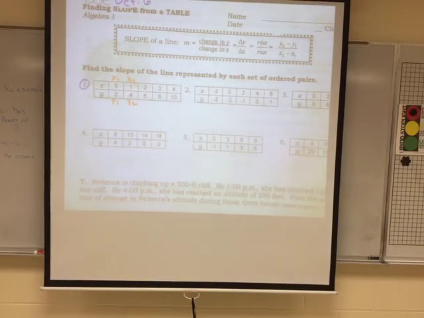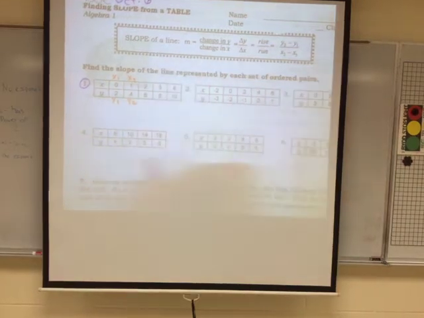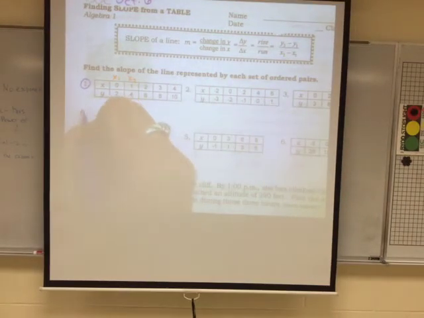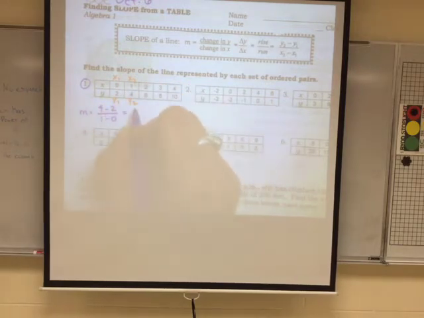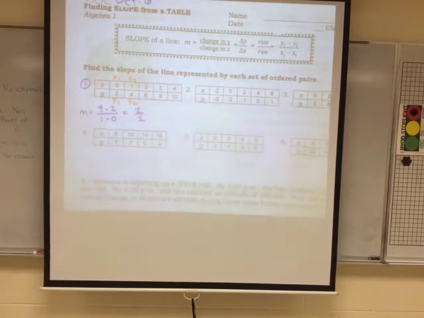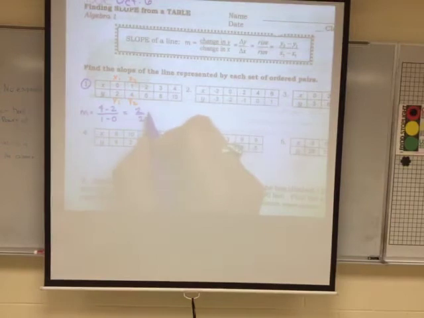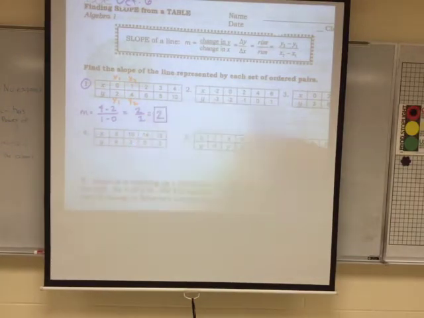So now I'm going to take those 4 pieces of data, those 2 points, and plug them into that formula there at the top. So I'm going to have my slope is 4 minus 2, because that's y2 minus y1, over 1 minus 0, x2 minus x1. 4 minus 2 is 2. 1 minus 0 is 1. 2 over 1 is 2, so the slope for this table is 2.